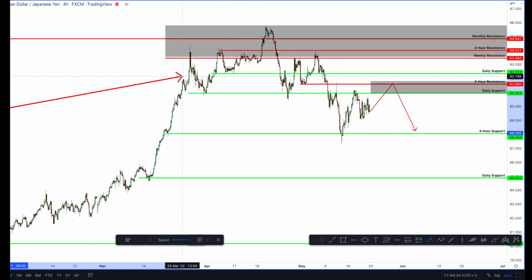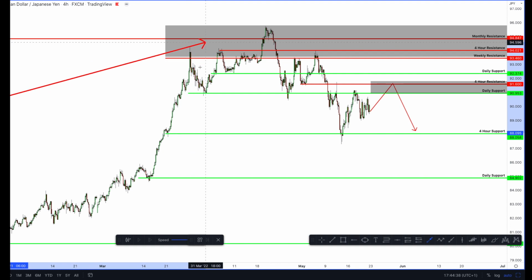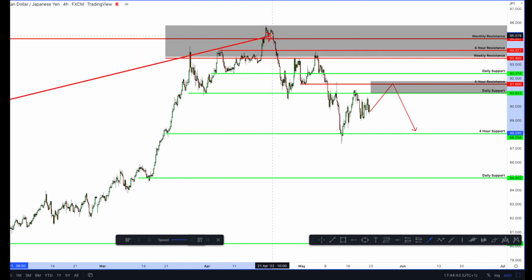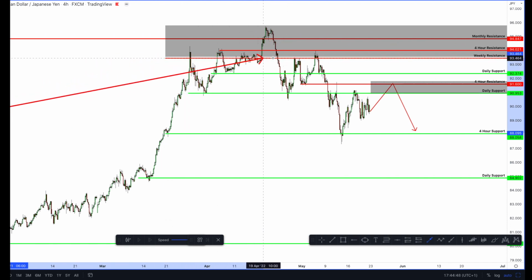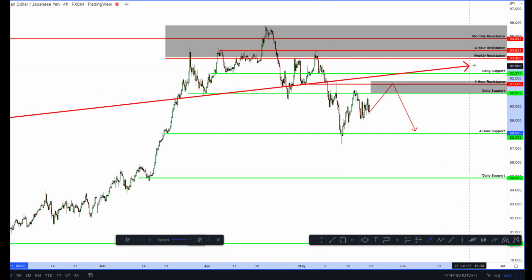If we start to break it down a bit further, we can see over here on the left side that there was a left shoulder forming here twice, and there was a head that formed over here. So what I was expecting when the market did break out is I was expecting the market to go back towards this level, and then we did actually see the market come to this weekly resistance.